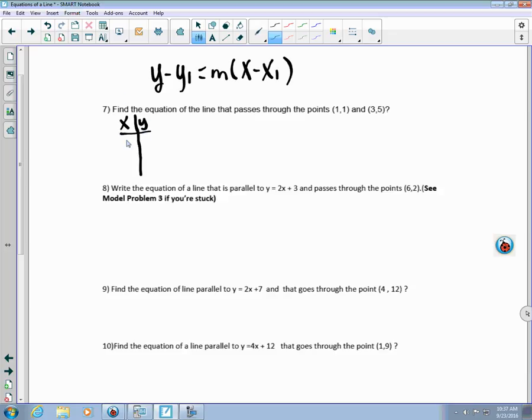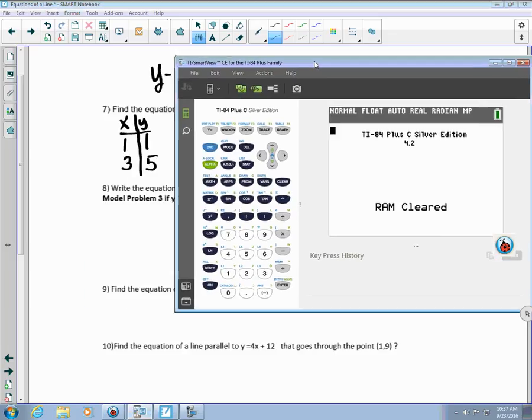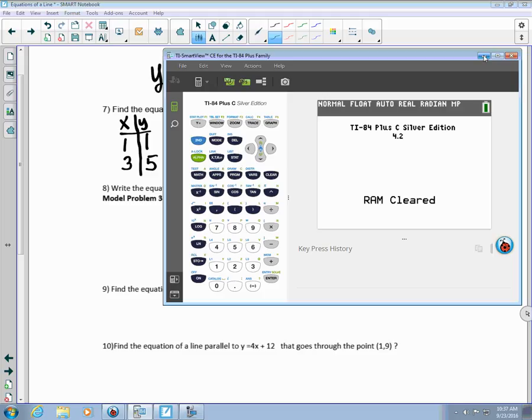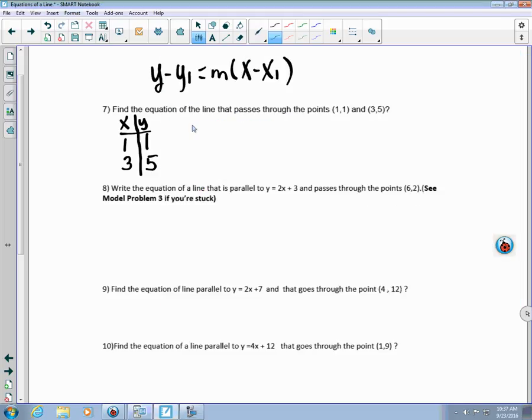All right. So my points would be 1 and 3, and 5, and then you go to stat and you do your thing, correct? All right. Can somebody do it? A equals. All right, so m equals 2 and b equals -1.